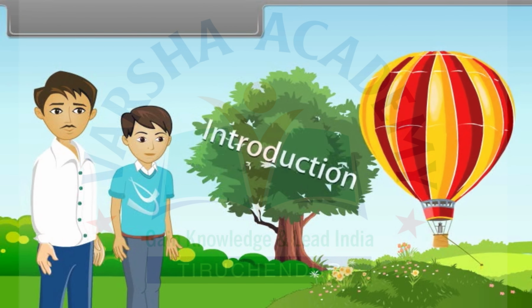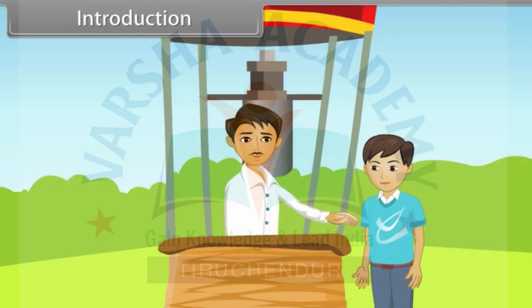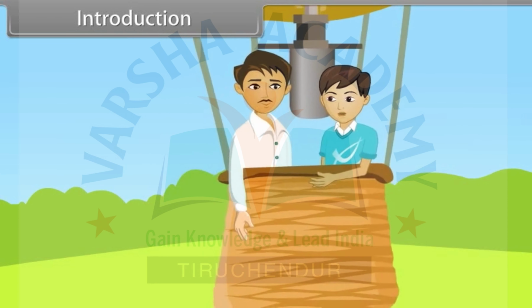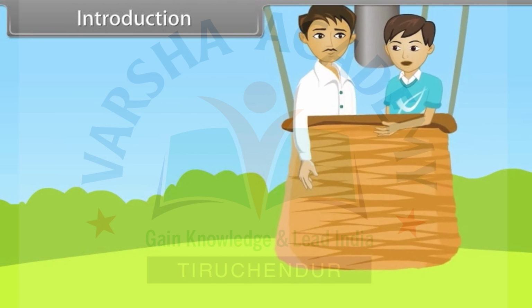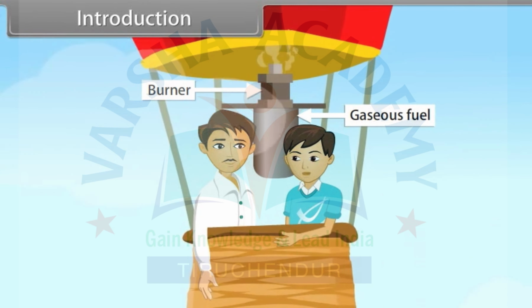Come on, Dad. Let's get on the balloon. Easy, Rohit, easy. Yippee! It is going up now. We are flying like a bird. Dad, I want to ask you something. Yes, Rohit, tell me.